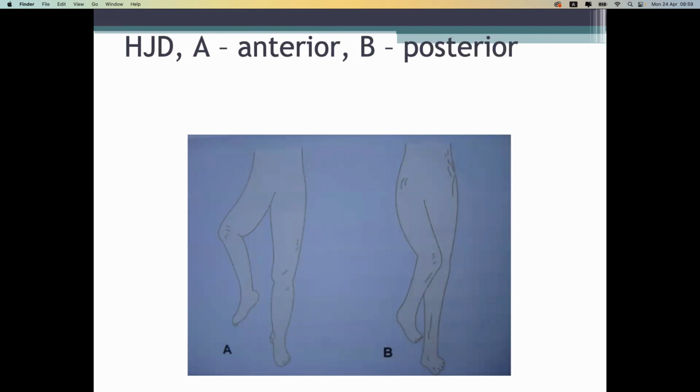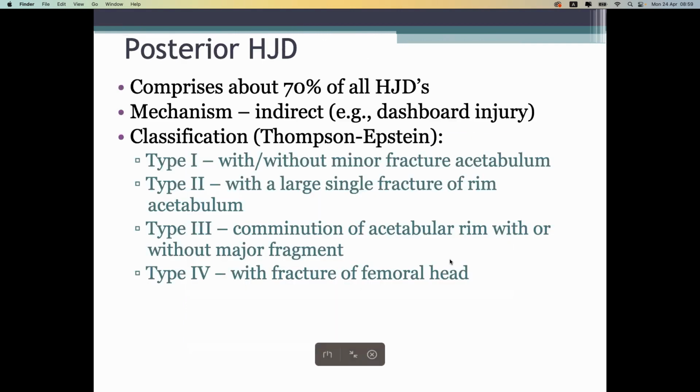And what is the appearance of hip joint dislocation? If it's anterior dislocation, the knee joint is flexed and the limb is externally rotated. But if it's posterior dislocation, the limb is internally rotated.